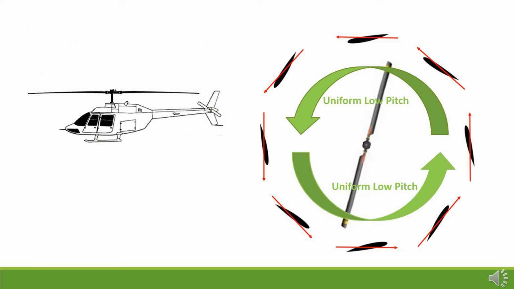Therefore, if a collective input is made, all the blades change equally, and as a result, the helicopter increases or decreases its total lift derived from the rotor. In level flight, this would cause a climb or descent. If the helicopter is not level, an additional motion is produced.